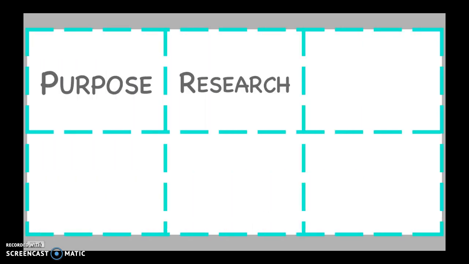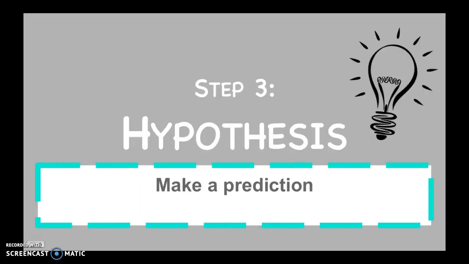Now we have our purpose and our research, so let's see what we do next. Step 3 is our hypothesis. To better understand this step, we first need to understand what the word hypothesis means. A hypothesis is an educated guess based on observations and your knowledge of the topic, so it's probably a good thing we did a little research. In order to form our own hypothesis, you're going to have to take all the information you found in your last step by conducting your research and make a prediction of what the outcome of your experiment is going to be.